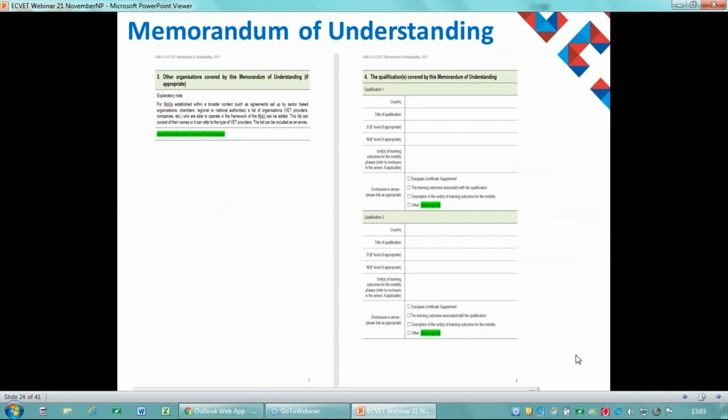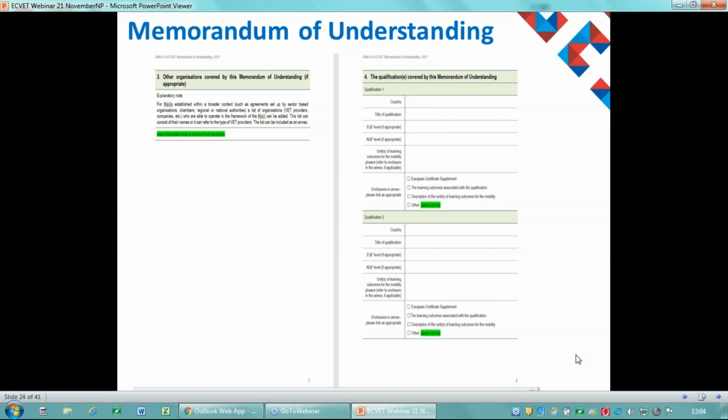And moving on to page 3 and page 4. Again, we don't have time to go into the detail, but page 3 gives you an opportunity to give details of other organisations who may be involved in the MOU. For example, in the projects that I manage for Colleges Wales, our vocational colleges in Wales are linked to vocational colleges in Europe, who will then have links to local employers. So the work placements may be taking place outside of the vocational college in Europe. So you may want to list work placement locations in this particular section of the MOU.